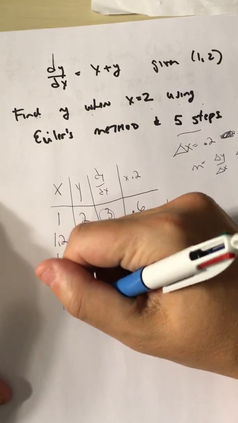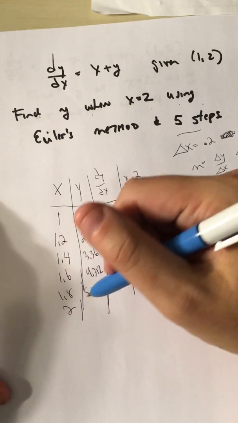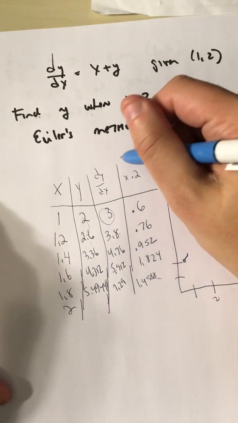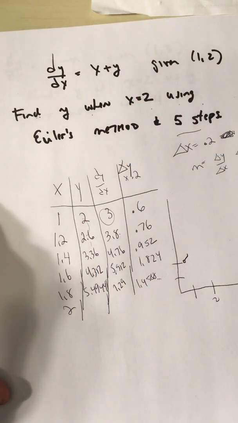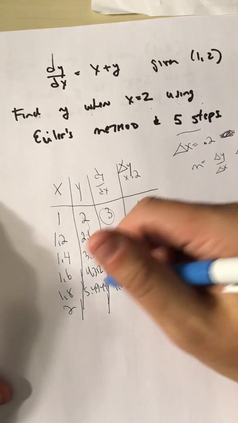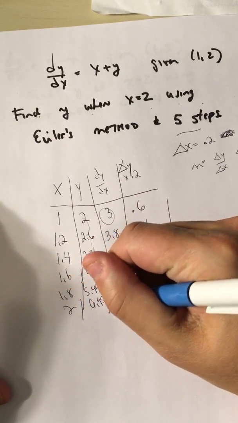And now I'm finally done. I get to 2. I went over another 0.2. I add that delta y. I should really call that delta y. So add 1.45888 plus the y from before. That's 6.953. I hope that's right.